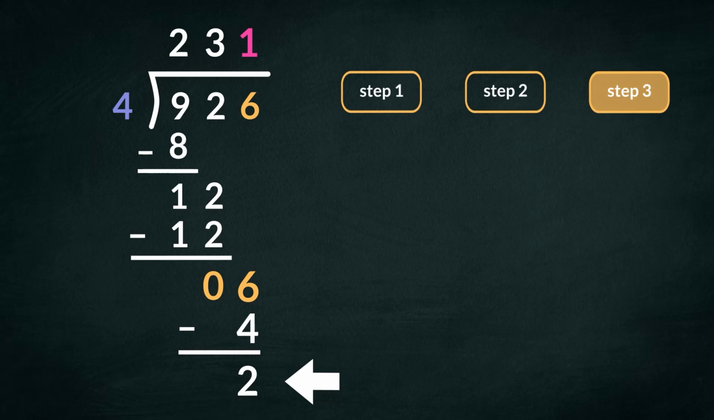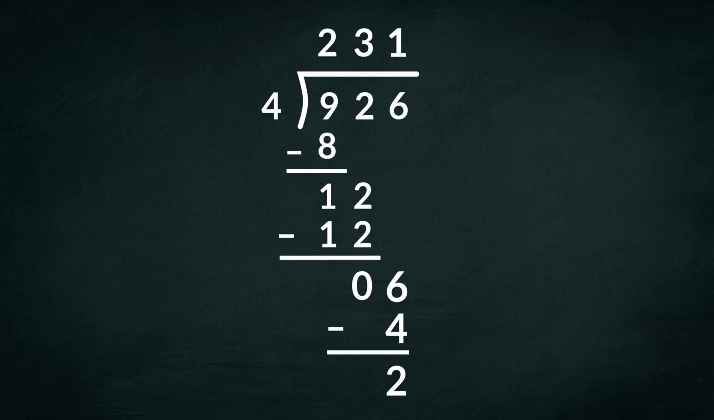All right, on to the next step. Oh, wait, I forgot that was the last step. That means we just have to solve our division problem. 926 divided by 4 equals 231 with a remainder of 2. Ooh, no wonder they call this long division.